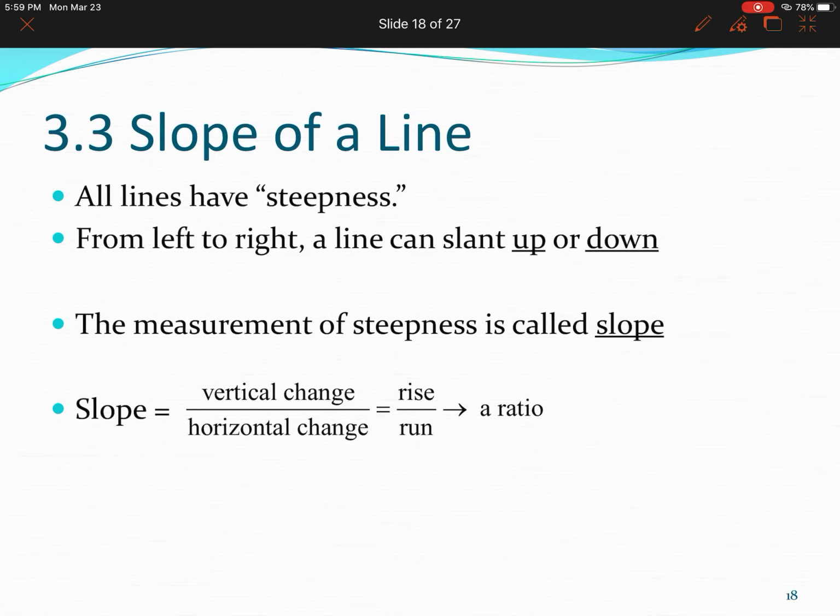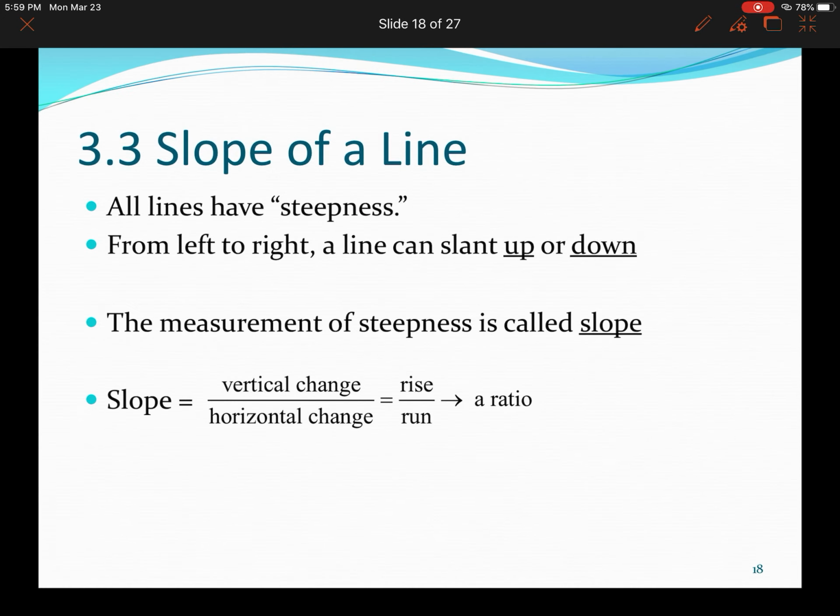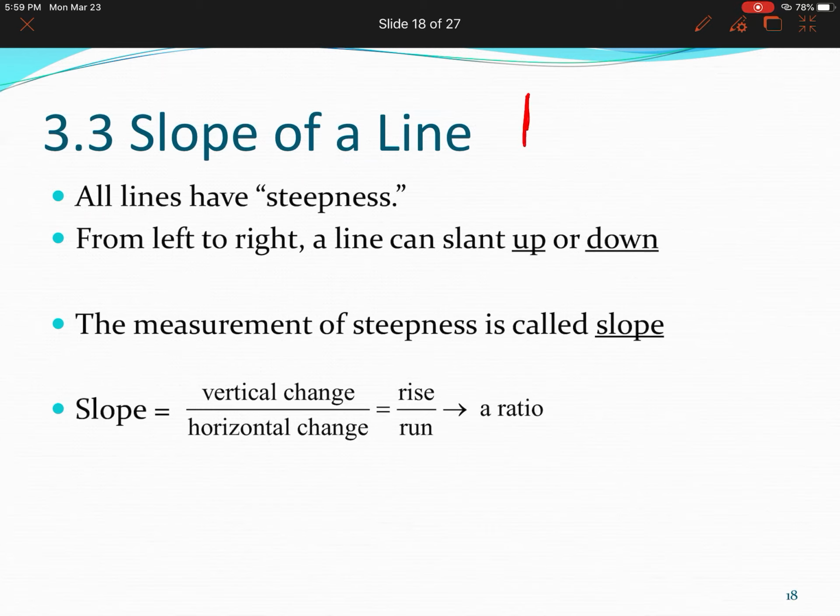And so if you think about the roof line of a house, think about your house and the roof line. Well, it could be really steep or it could be not very steep at all. And so we can actually put a number on that. We can actually measure that. And so when we measure slope, what we're really measuring is a vertical change, so an up and down change, compared to a horizontal change, right and left.